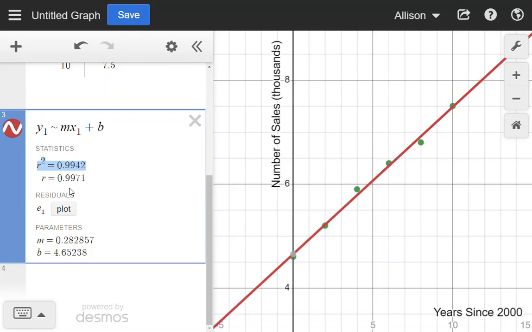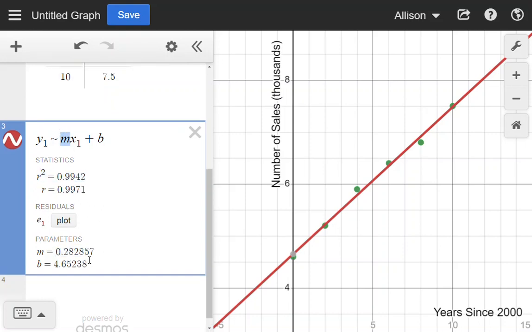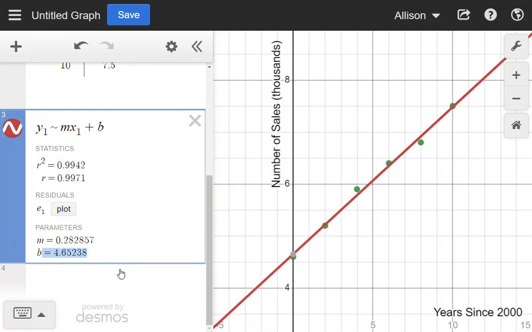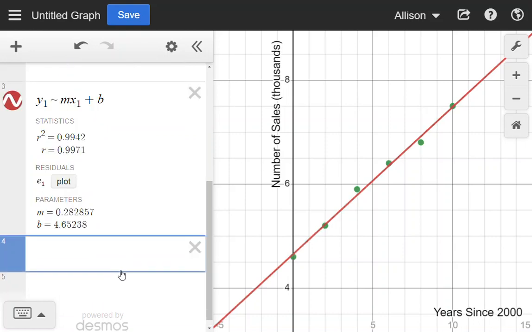So with an R value of 0.997 or an R squared value of 0.994, those are very close to 1. So this model should be very close to the data points. It should be a very good fit. Now for the parameters. The parameters give me the actual numbers for M and for B in my line. So I can write the equation.